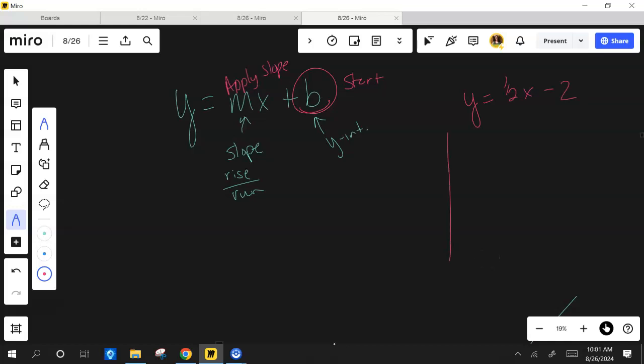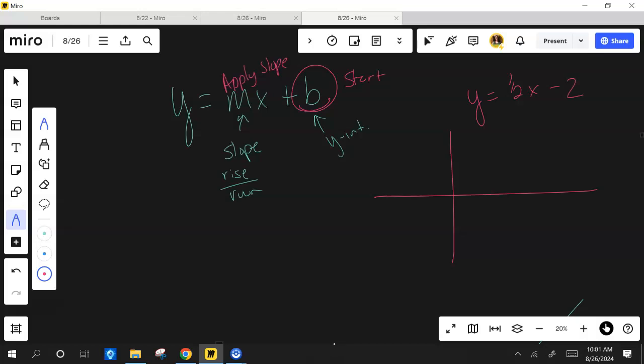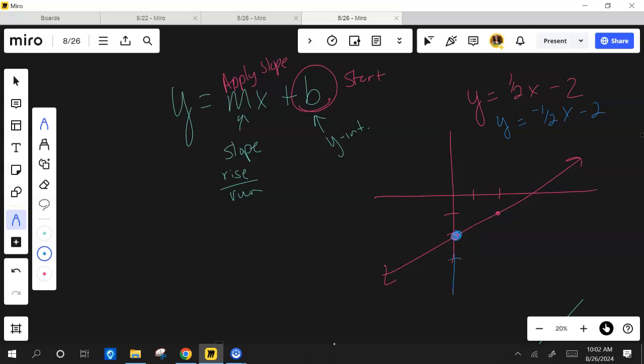Up 1 over 2. But I have to start where? At negative 2. So I start there and then I go up 1 over 2. Is it all coming back? What if it's negative? Still starting at negative 2, but I go down 1 over 2. Never left, always right, it's either up or down.